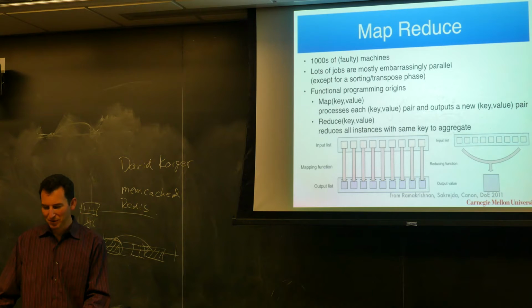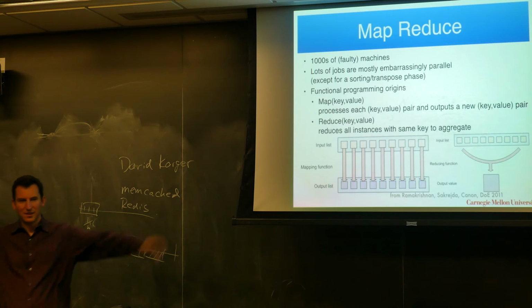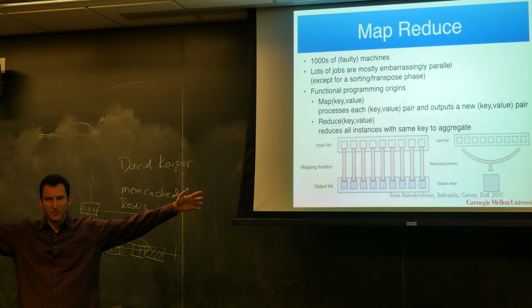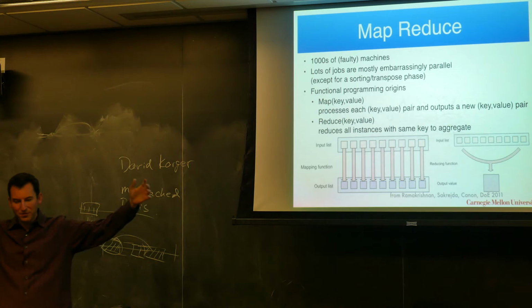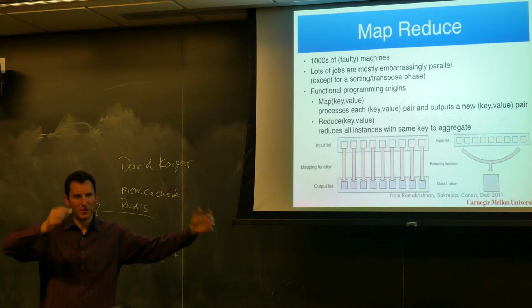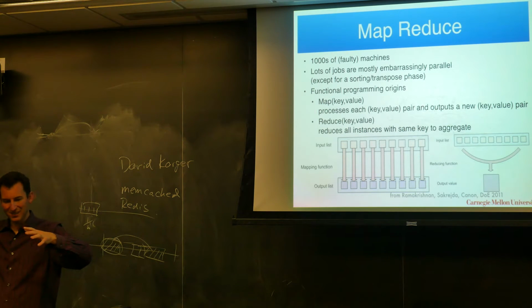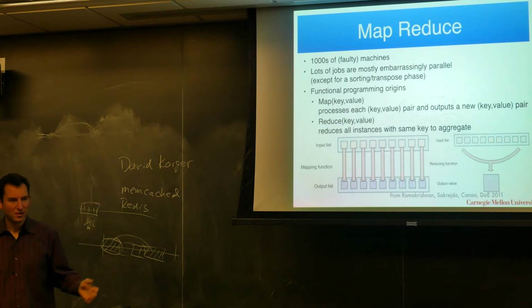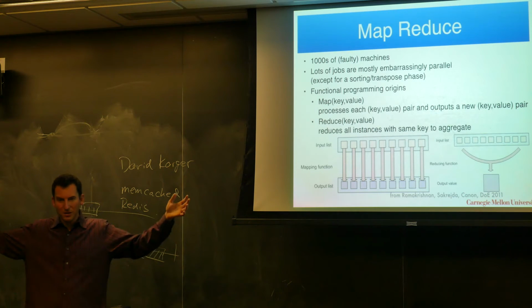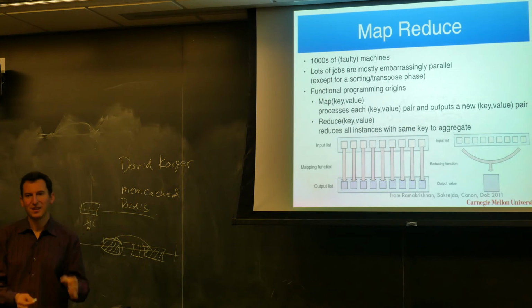So MapReduce is basically very, very simple in the form that you take a set of key value pairs. You perform a mapping from each key value pair into something else. And then reduce aggregates all the key value pairs with the same key into something else.